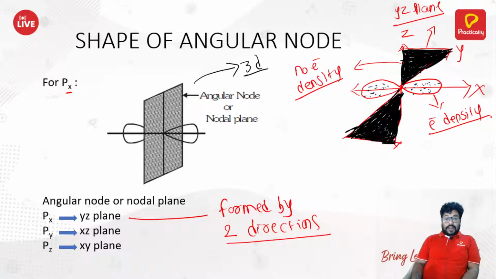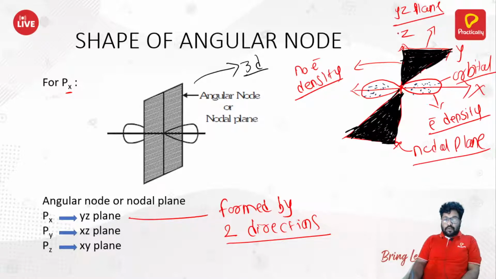So since your electron density is present in the x direction, you do not have any electron density in the YZ plane. The YZ plane is passing through your x direction. In the x direction, electron density is concentrated, and that is why this is called an orbital. Which orbital? Px orbital. And in the YZ plane, you do not have any electron density. That is why that is called a nodal plane. Since it's present in the YZ direction, it is called the YZ plane.